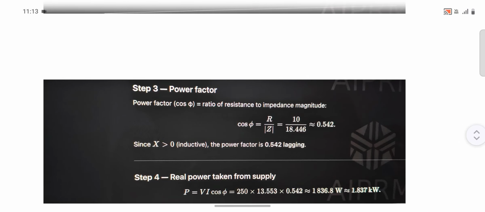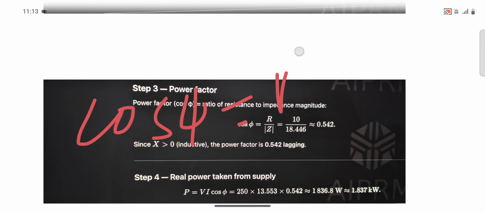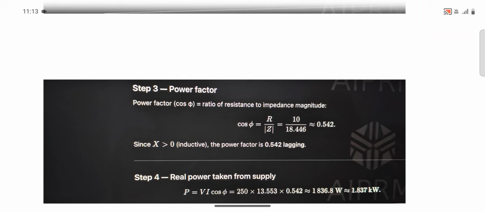Next, power factor. The formula for power factor is cos phi is equal to R by Z. Resistance we will get, mod Z we will get, so we will get power factor simply. And here inductive is more, so it is a lagging power factor. If capacitive is more, then it is a leading power factor.